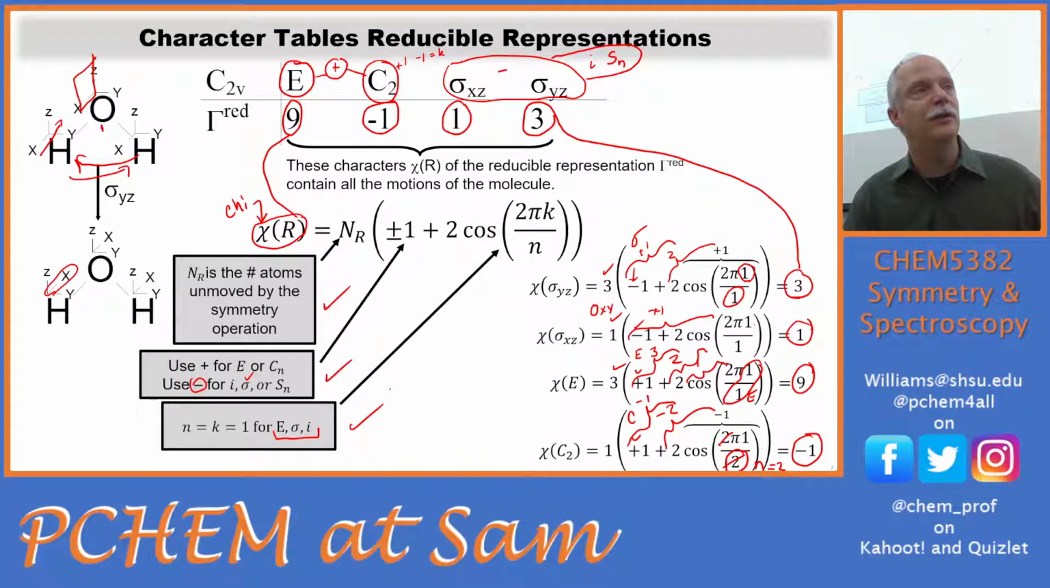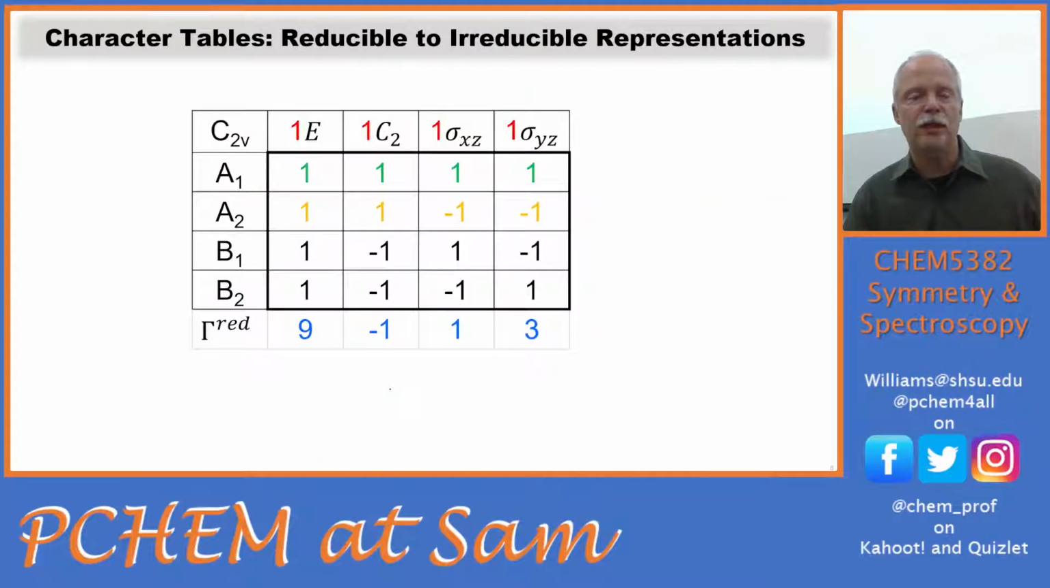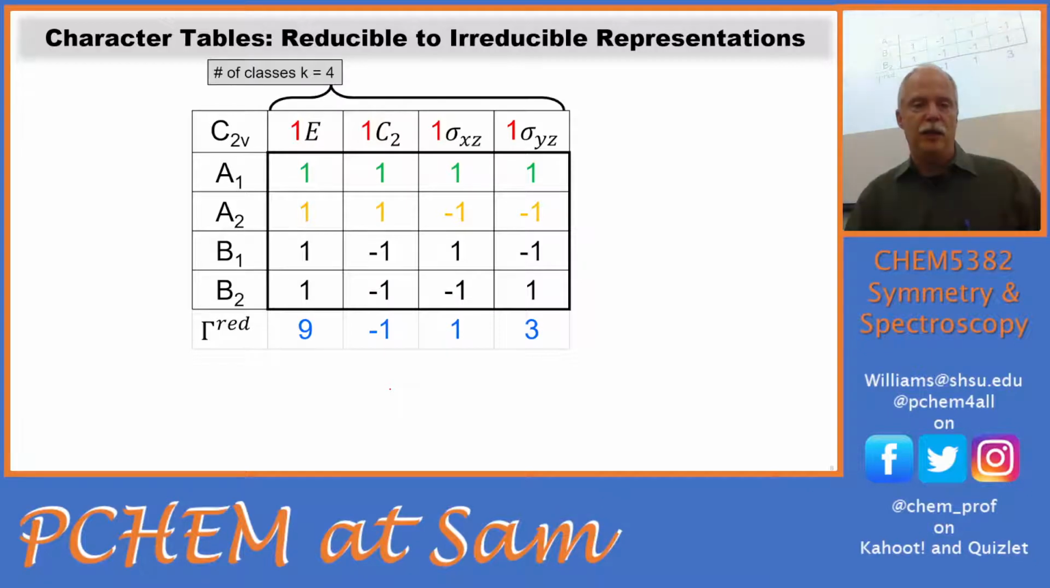All right, so now let's reduce this. So here's our character table. I've put the reducible representation across the bottom. Now, we've got a lot of new definitions here. We have 4 symmetry operations, so 4 columns. We call those classes. So there's 4 classes. It's a different K than we had before. Okay, so this is a totally new K, so context-wise, the number of classes is also labeled K.